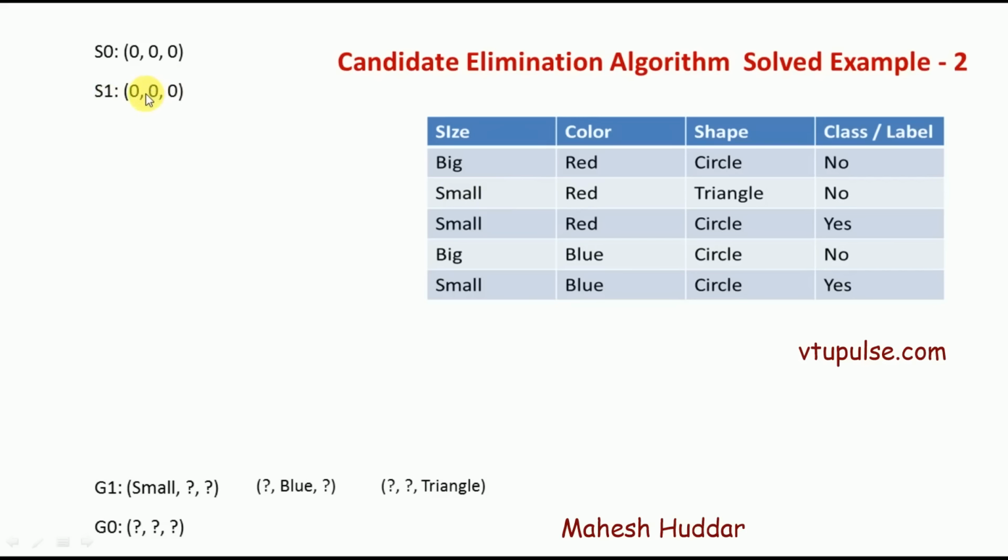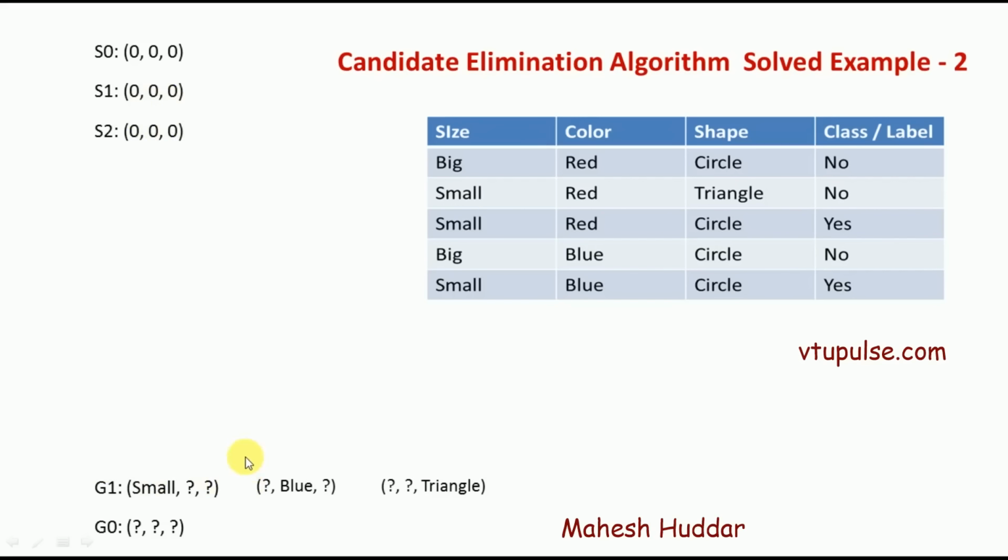Null will not match with these attribute values. Because there is no match, it is a negative classification and expected is negative. So we will retain S2 as null, null and null as it is. Now we will go with this generic boundary, and then there are multiple hypotheses on the generic boundary.